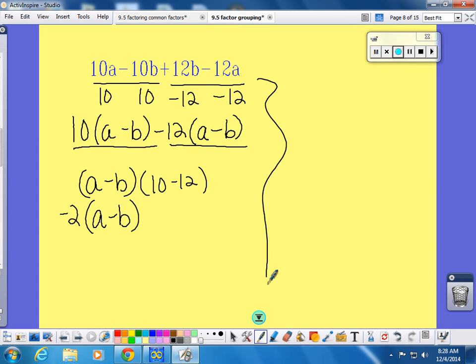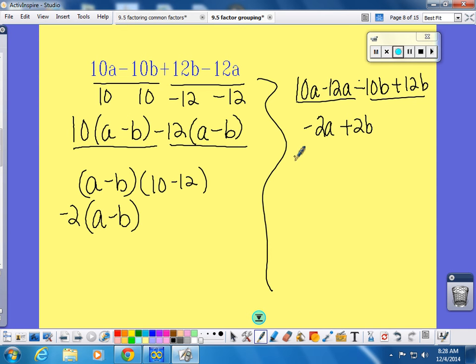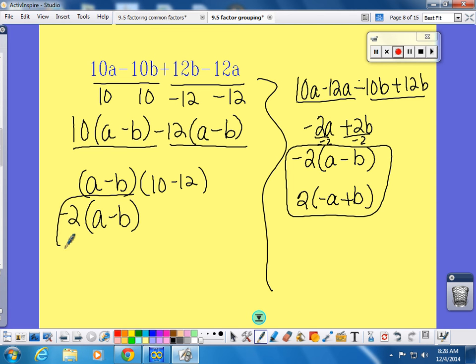Okay? Now, a lot of people said, I don't see it that way. I see it this way. I see that I'm going to combine like terms. I see that I'm going to factor out maybe a negative 2, or maybe I'm going to factor out a positive 2. And either of those answers is just as good as this one, right? These are the same. And as long as every sign is different, you're good.